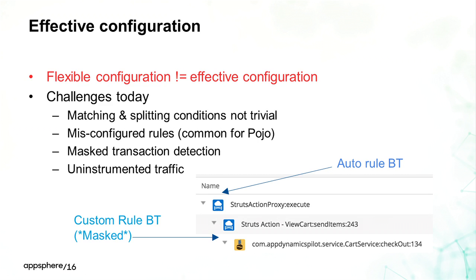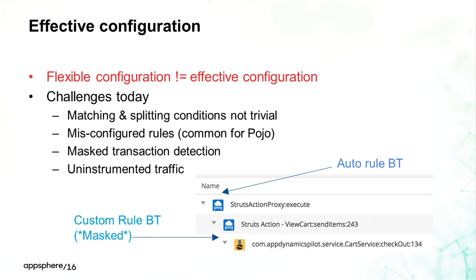In addition to that, sometimes they can be misconfigured rules. You can essentially just type the wrong POJO name or a wrong class name, and then you may not have a transaction detected that you'd be expecting to see. So we want to be able to surface live data, take your rule, apply it live to an agent, and see how this data surfaces in the context of transactions that would be discovered in your business transaction list.